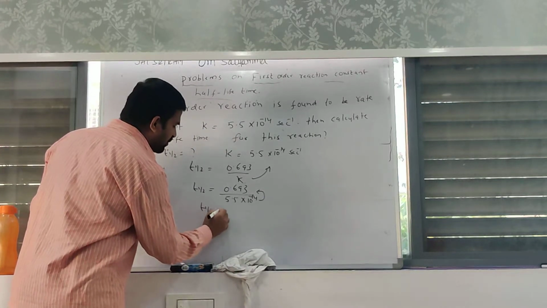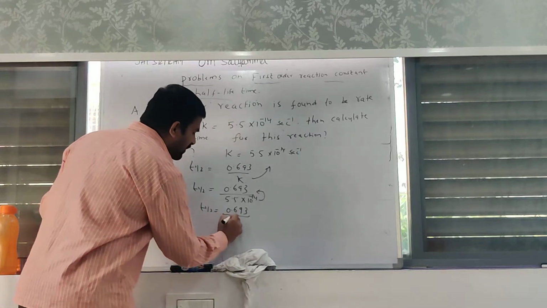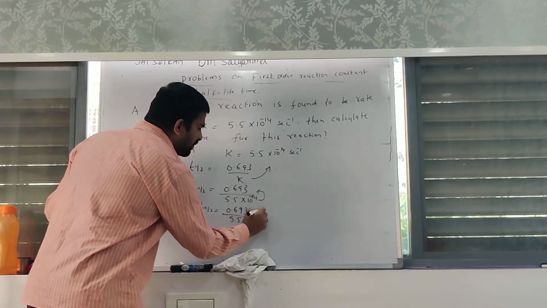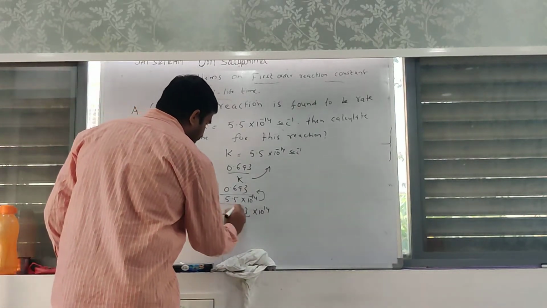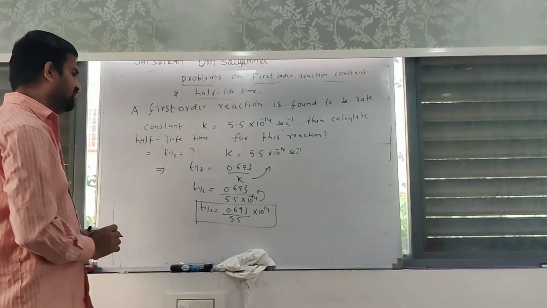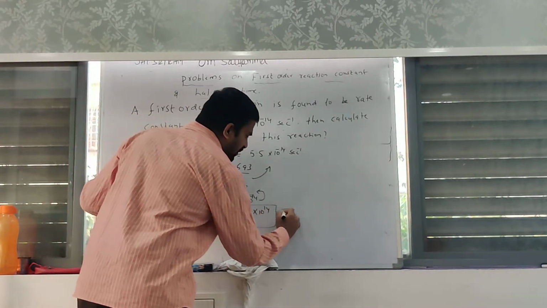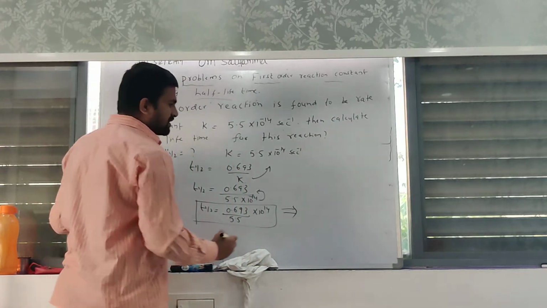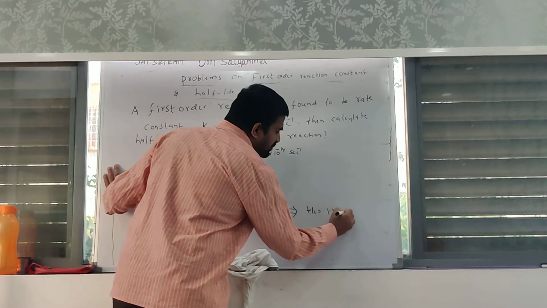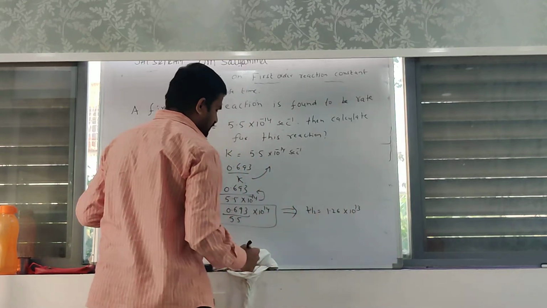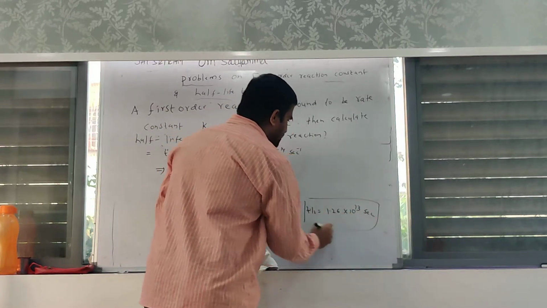T half is equal to 0.693 by 5.5 into 10 power 14. This is the value of T half for the first order reaction. Then simplify these values. T half is equal to 1.26 into 10 power 13 seconds.